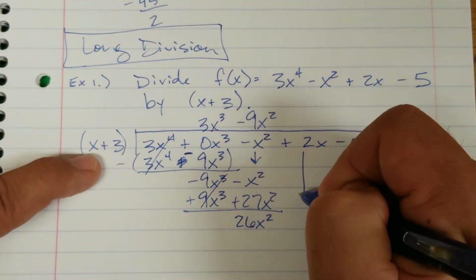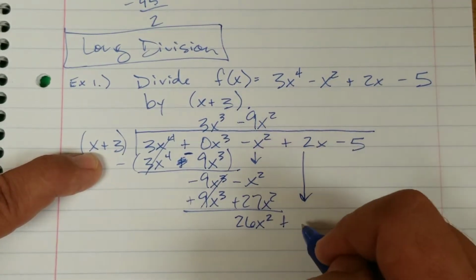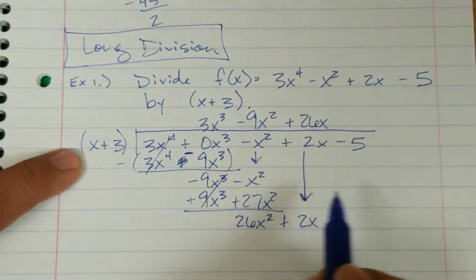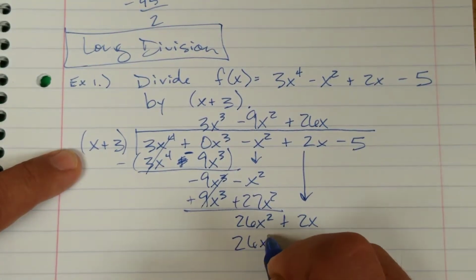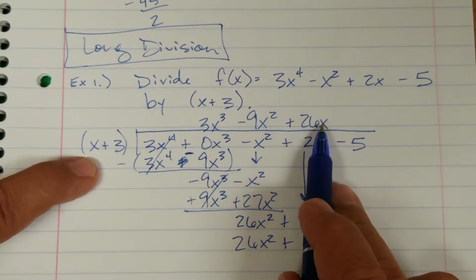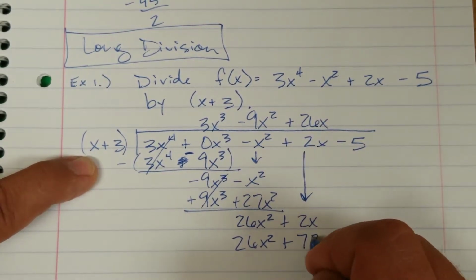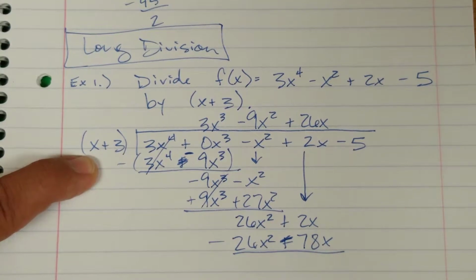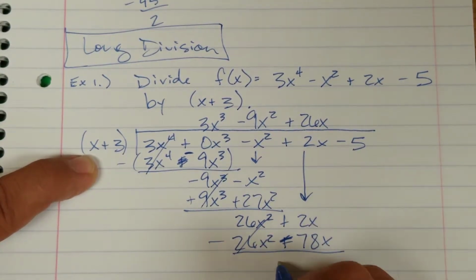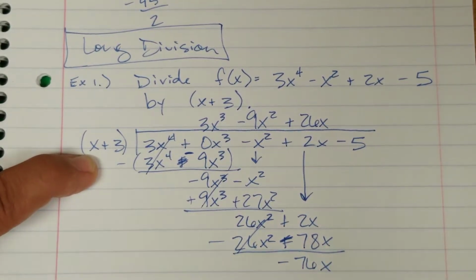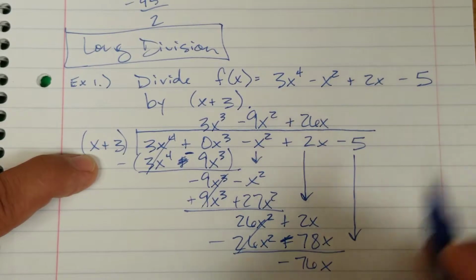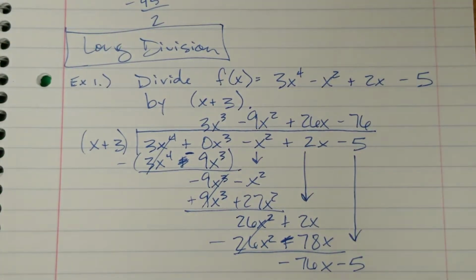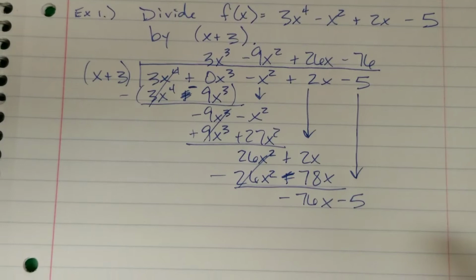Bring down the 2x. And then do it again. So here I get a 26x. Multiply that through. Let's see, it'd be 78x. Subtract. So it changes our signs. 2 minus a 78 is a negative 76x. Bring down the negative 5. Do it one last time. Negative 76. Here, I'm going to slide this down.